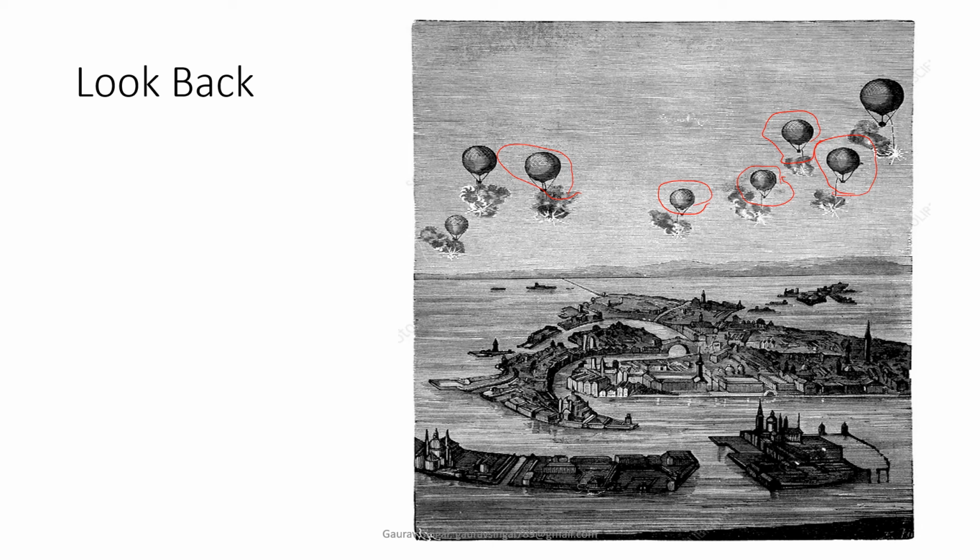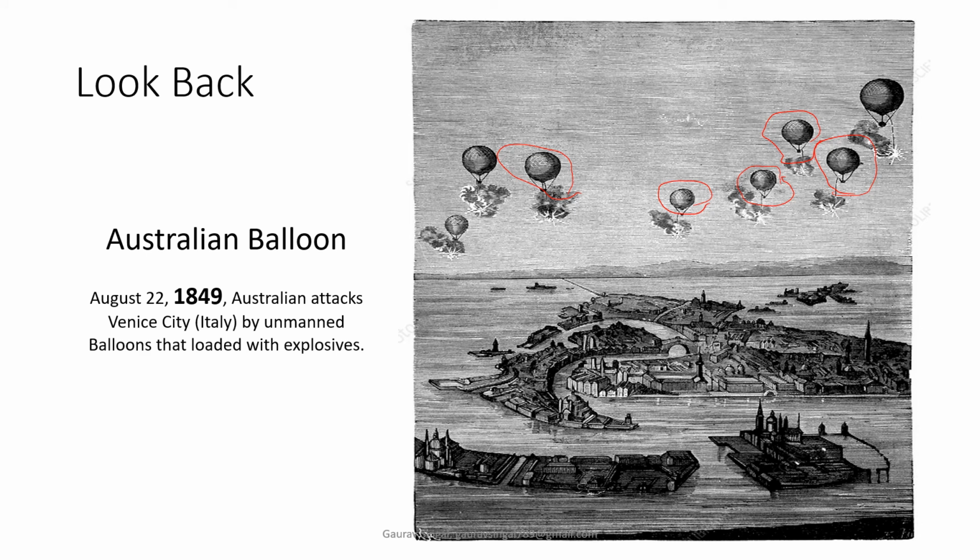This is a major one. It's called the Australian balloon. On August 22, 1849, Austria attacked Venice city, Italy, by unmanned balloon. They filled this unmanned balloon with lots of explosives, so it could fly in the air and drop them in the enemy's boundary, like in this case, Venice city. This is the first idea when people thought about UAVs.